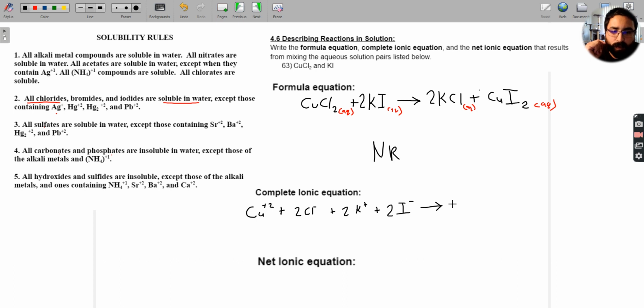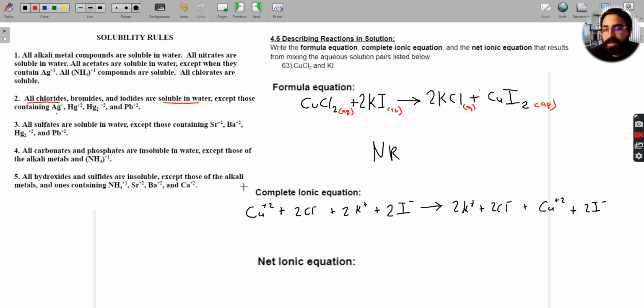Right hand side, well, there's 2 K's right here. Well, there's also 2 Cl's over here. Sorry my writing is ugly. I want to save time for the actual examples. There's 1 Cu +2 right here, and then there's 2 I minuses. Now, all of these have their own states of matter. They're all aqueous. They're all dissolved in water.